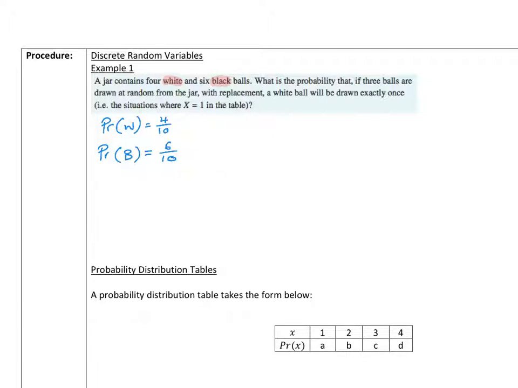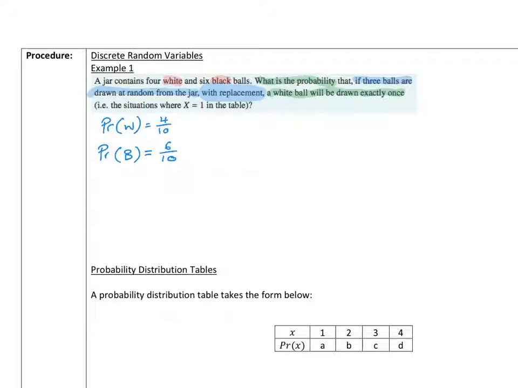Now the question asks, what is the probability that a white ball will be drawn exactly once? And the context that it gives us is if 3 balls are drawn at random from the jar with replacement. And that's a really critical word there, with replacement. It means that we don't need to recalculate the chance every time. Every time they draw a ball, they're going to put it back, and so there's always a 40% chance of white and a 60% chance of black.